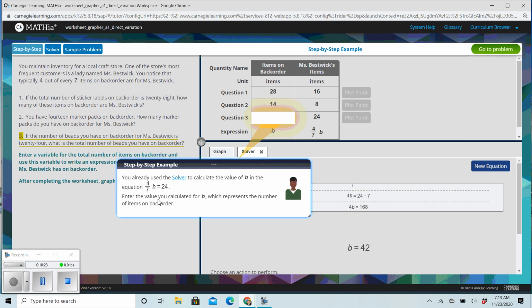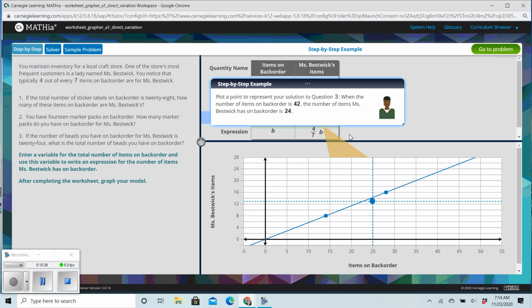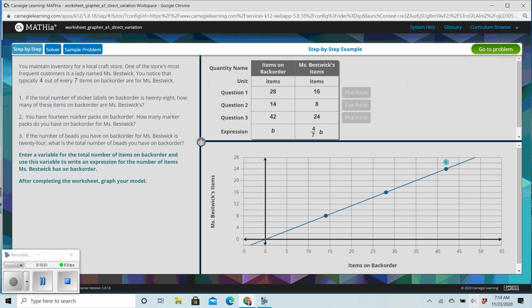So now, you've already used the solver to calculate the value of b in the equation. So now we just need to enter the solution that we got. So we got 42. So that means if there are 42 items on back order, there's 24 items for Miss Bestwick. So let's go down here, 42 and 24. And if you take a look, this point actually should lie on your line.